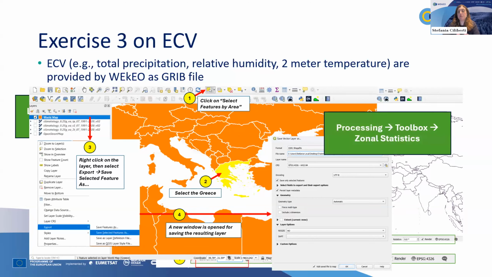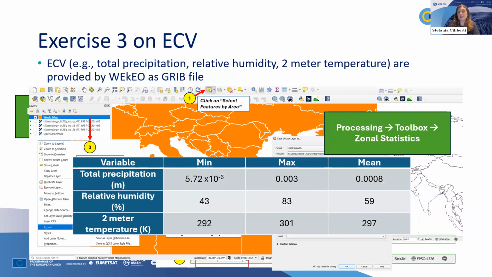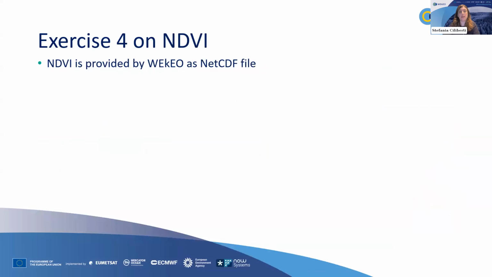And this is done by computing statistics through the processing toolbox zonal statistics function that is available in QGIS. And once done, and of course following the steps that are also described in the technical document, you can finally achieve this kind of output where you can compute the minimum, the maximum, and the mean value, for instance, of the total precipitation, relative humidity, and 2-meter temperature in Greece.